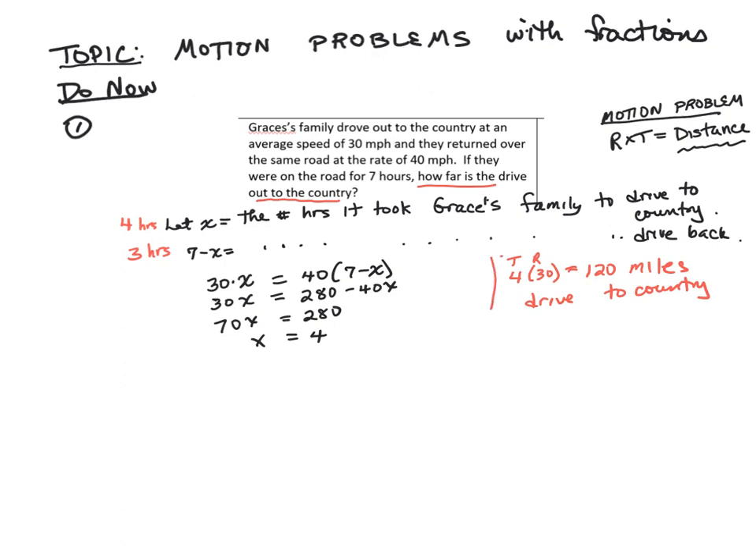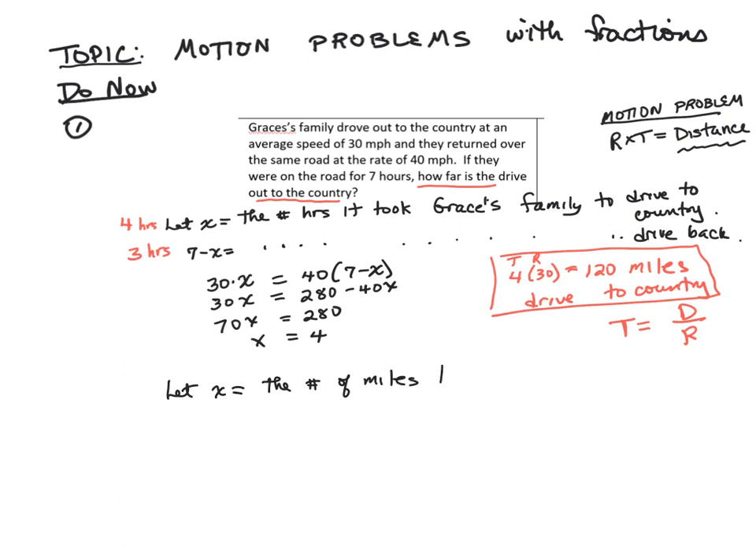Now, another way to do this problem is using fractions. Well, if rate times time is equal to distance, time is equal to distance divided by the rate. So another way to do this problem using fractions is, because we don't know how far the drive is out to the country, we'll let x equal the distance, the number of miles to the country.